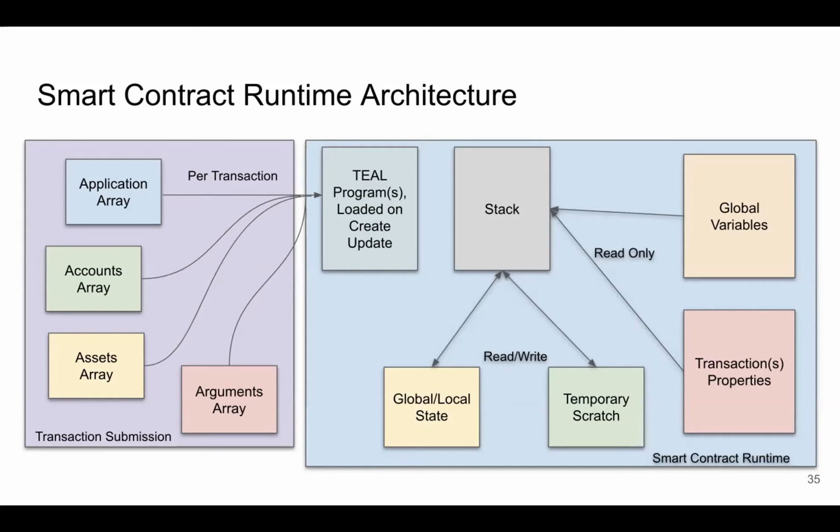On the other side, the smart contract side, the way it works is that, as we said, it's a stack-based system. I will show you how it looks. It has access to the global and local state that I talked to you about. It has access to something called temporary scratch, where you can put temporary variables. It has access to the transaction properties, so that, as you have seen, the smart contract can access the properties of the other transactions in the group. It can say, okay, I got paid this amount. And it has access to some global variables.